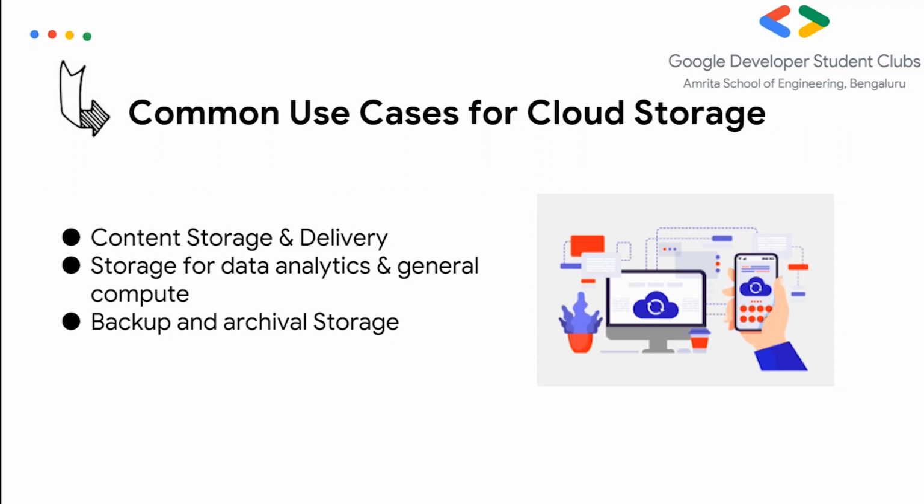The next is backup and archival storage. Backup and archival storage in the cloud involves securely storing copies of very sensitive or critical information, which helps in disaster recovery and long-term retention. The cloud replicates this data across multiple data centers, ensuring high availability of the backup data.